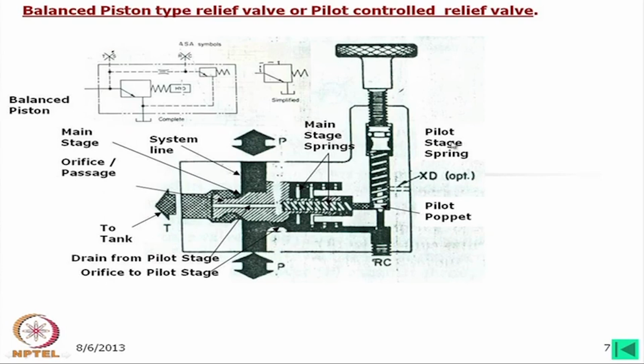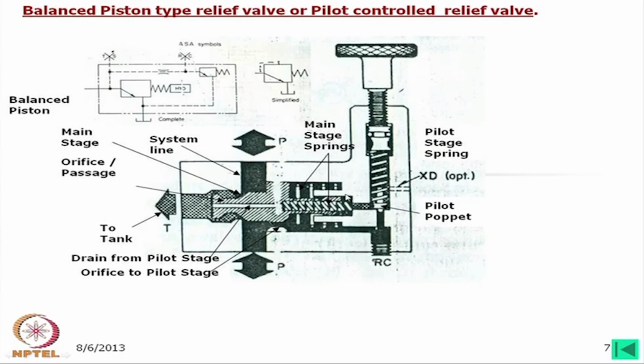Sorry, this arrow is not given, and this one is the external drain port. In many cases there will be an external drain port through which the oil will go out. It is better if we can take this oil out here separately, from a cooling point of view, but in most cases you will find this is closed and the oil is going internally through this single outlet.